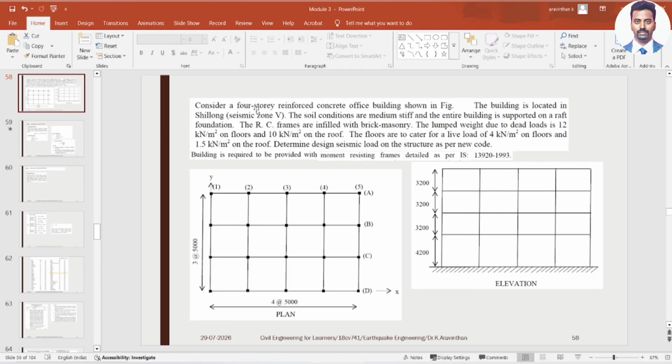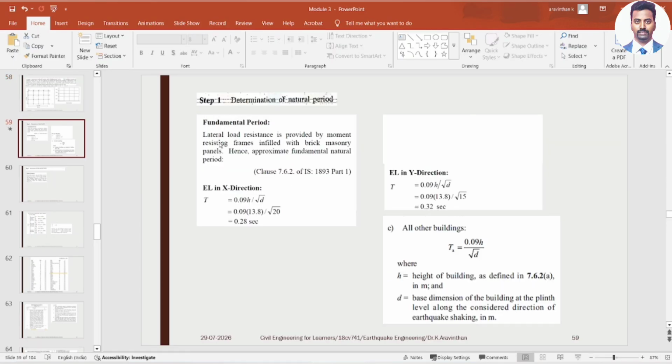We have considered a 4-storied reinforced concrete office building. It is located in Shillong. Zone factor is given. Medium stiff soil is given for equivalent static load, and for response spectrum, for dynamic analysis, we have given stiff according to the given data. The support is a raft, and the frame is infilled with brick masonry. So we have removed the brick masonry, and the fundamental period is being assigned.